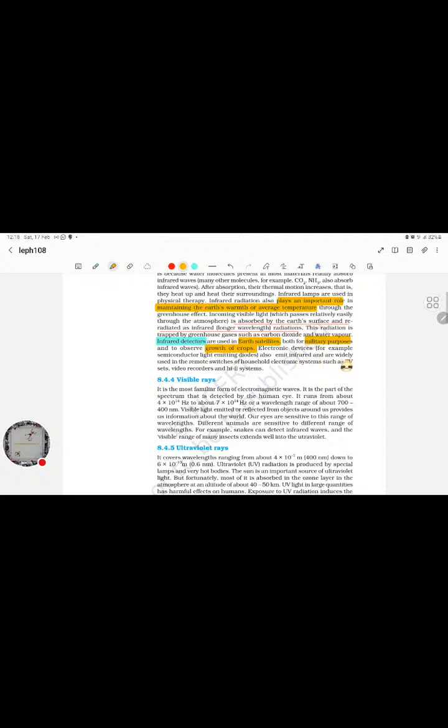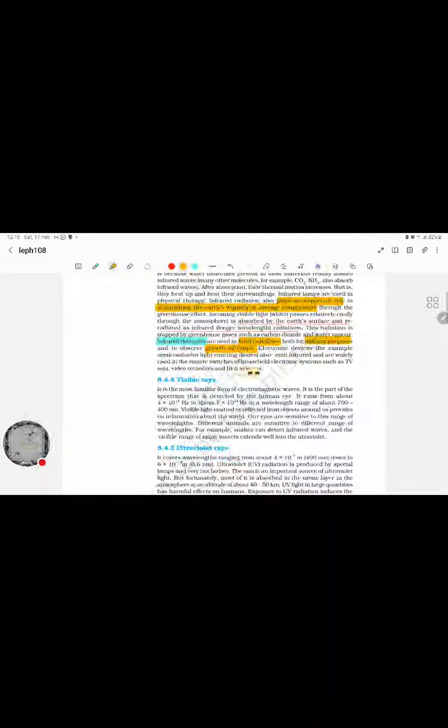Electronic devices also emit infrared and are widely used in the remote switches of household electronic systems such as TV sets, video recorders and hi-fi systems.